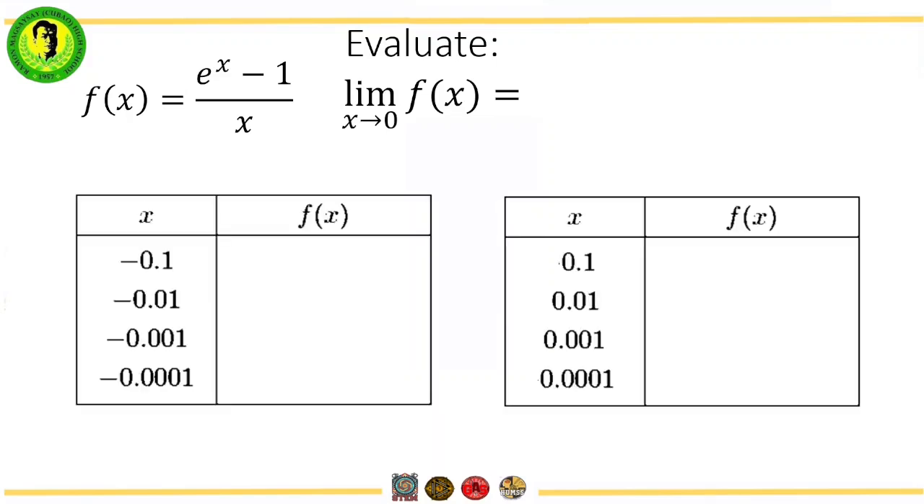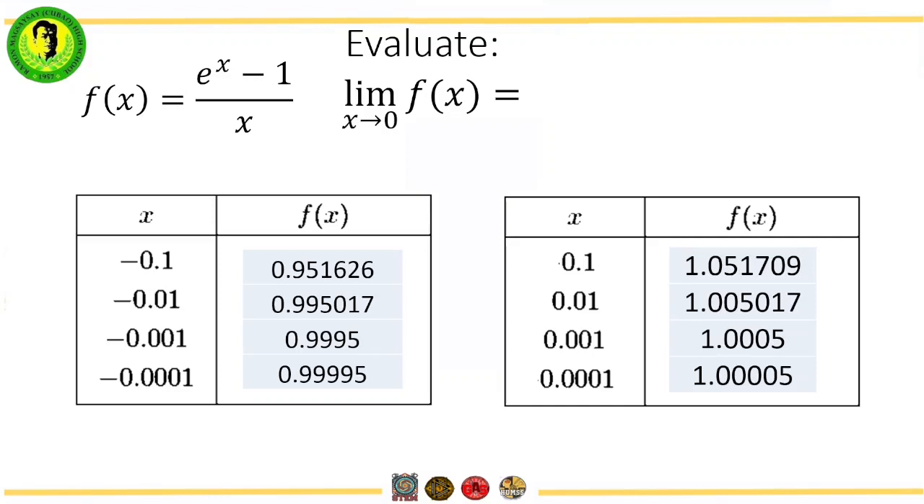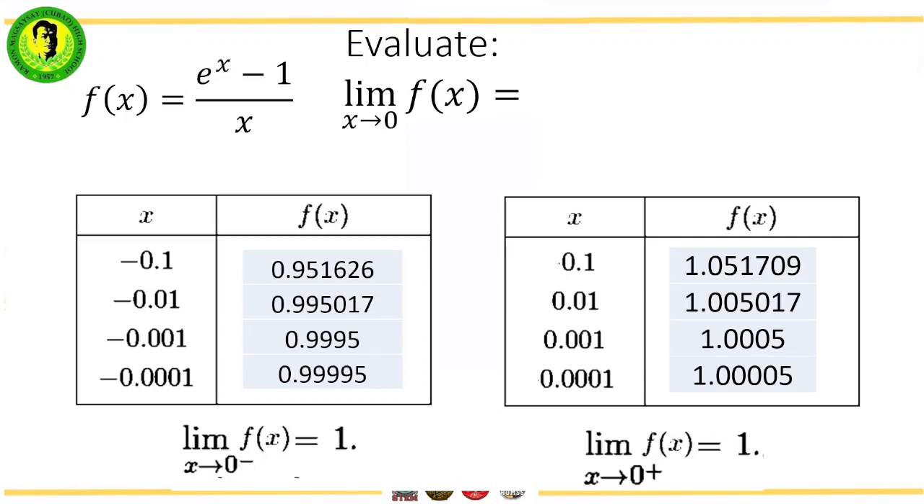So we will use table of values. I prepared tables for approaching from the left and approaching from the right. Direct substitution with our values of x, I came up with these values. If you notice, approaching from the left, it is closer and closer to 1. Approaching from the right of 0, again, it is closer and closer to 1. So therefore, we can have an answer. What is the limit of the function as x approaches 0?